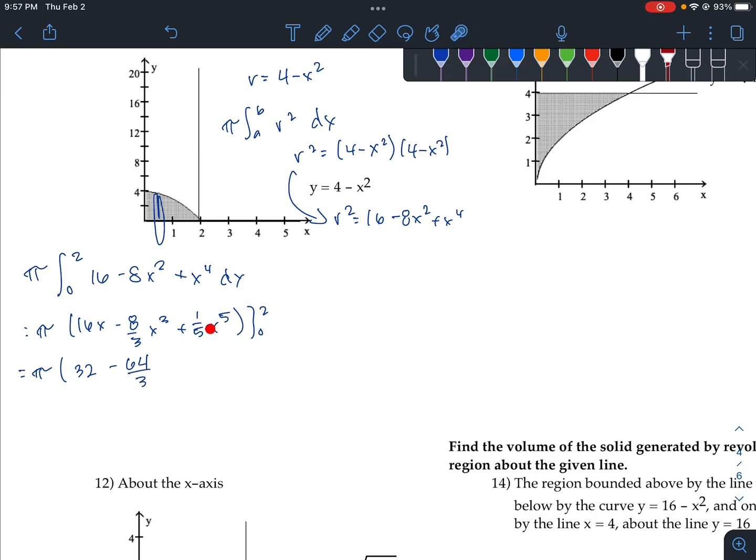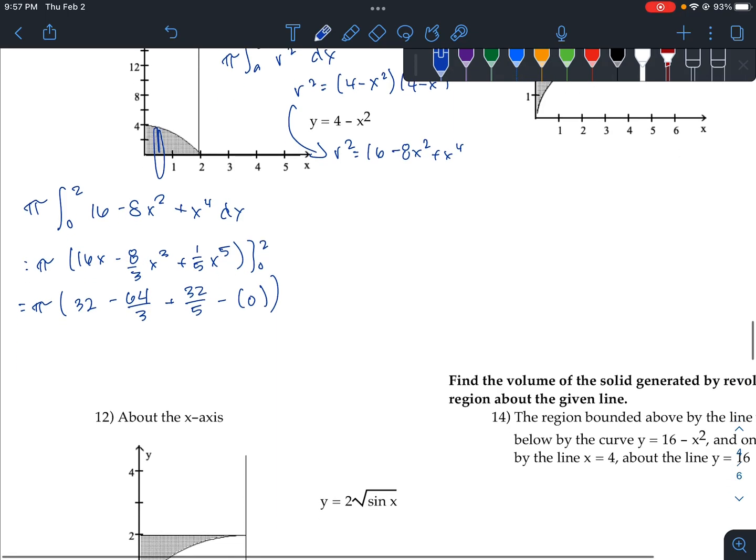If I plug in 2 here, 2 to the fifth is 32, so 32 over 5, and then I'll subtract 0, because if I plug in my lower bound, everything will be 0. So this is going to be equal to pi.